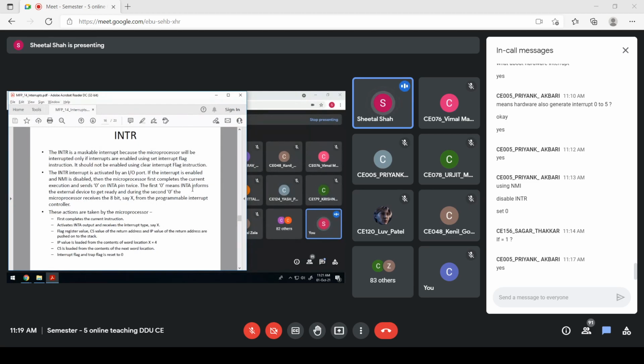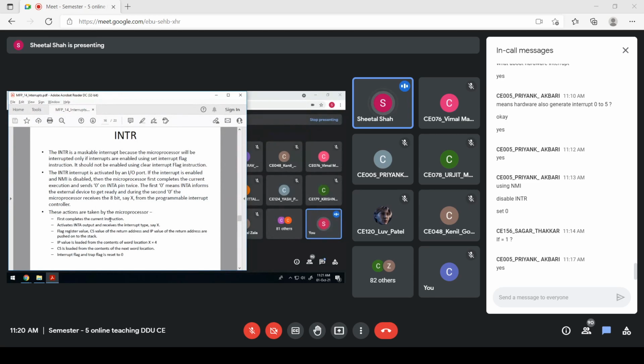The first low signal means INTA informs the external device to get ready, and during the second low signal, the processor receives the 8-bit type number from the programmable interrupt controller. If it is only a single device, then the device itself would send this type number. But if some other device is connected, so we'll see this programmable interrupt controller later, then that device would send this type number to the processor. Is this thing clear?